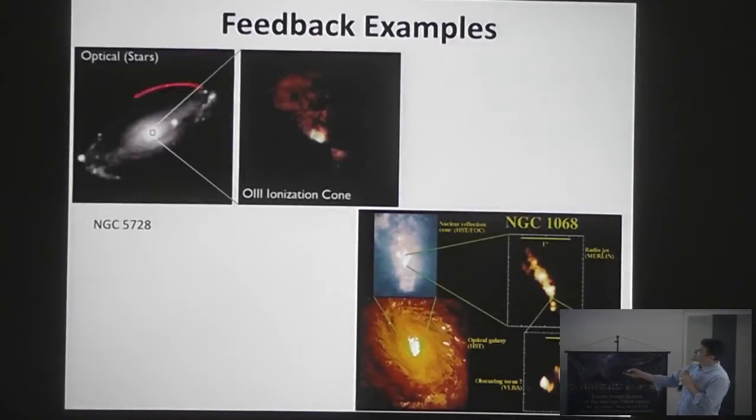So what evidence do we actually have? If we look in the centers of local galaxies, Seyfert galaxies, we see that they have these ionization cones, which are being illuminated by the AGN, and we can measure the velocities. And actually, that ionization cone seems to be a wind coming off of the AGN.